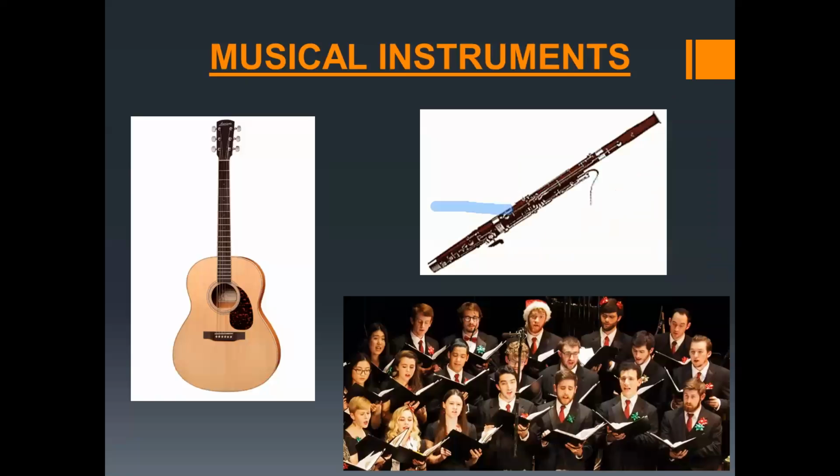Now you can look at these musical instruments. You can see this guitar, this clarinet, and even a choir over here. So even the sound produced by different musical instruments needs a certain medium to travel through. In a guitar, it is the strings that vibrate. When they vibrate, sound is produced.